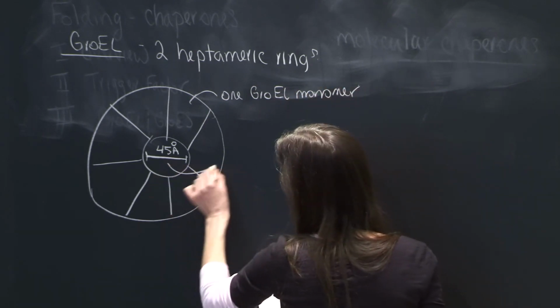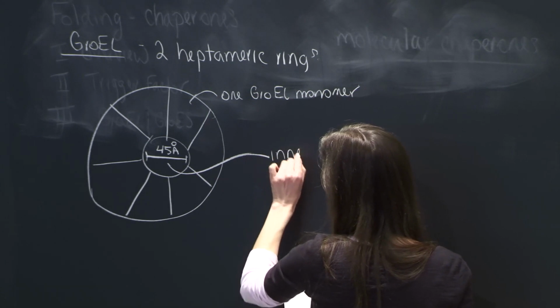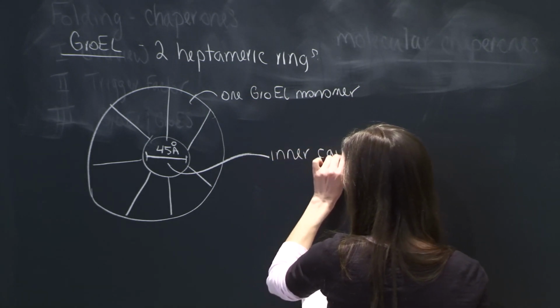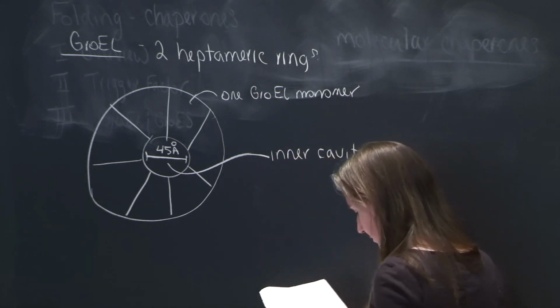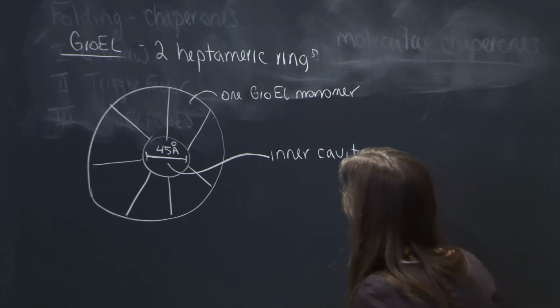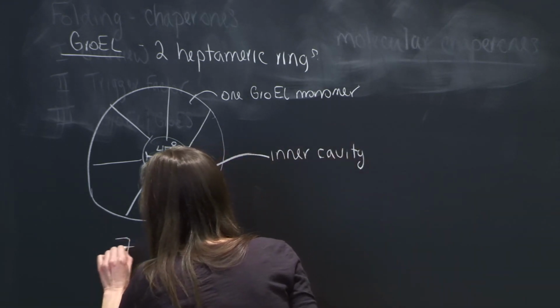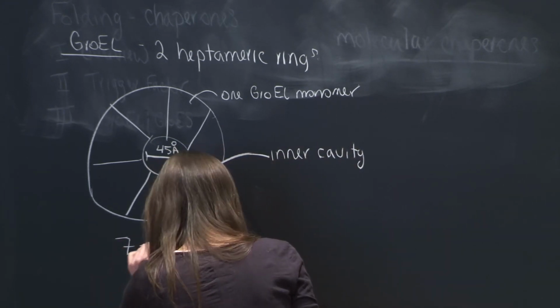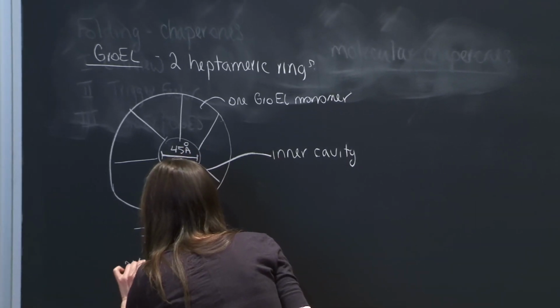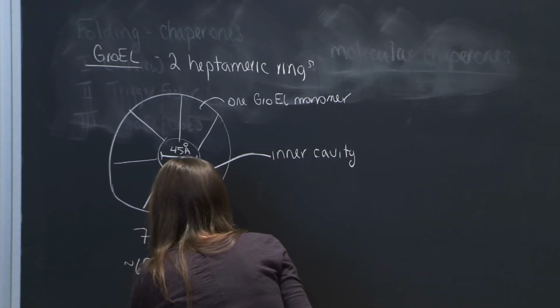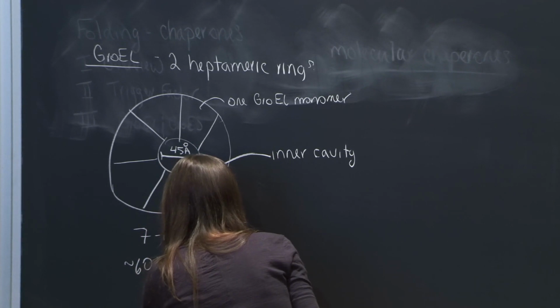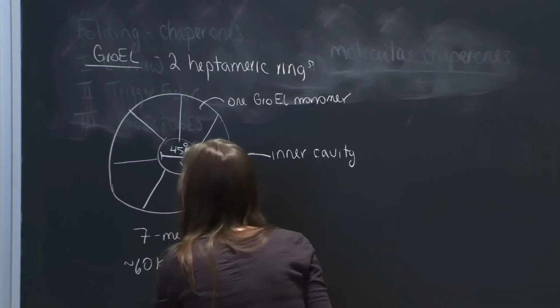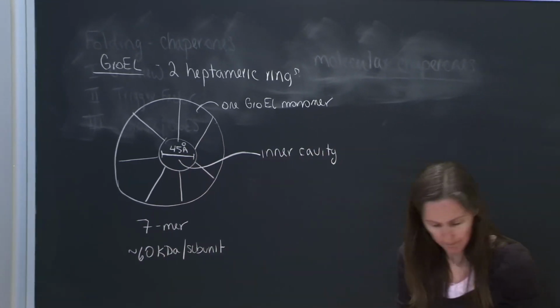Okay, and what we see is that there's an inner cavity that's about 45 angstroms in diameter. Okay, and each subunit is about 60 kilodaltons, which is why this is called HSP 60.